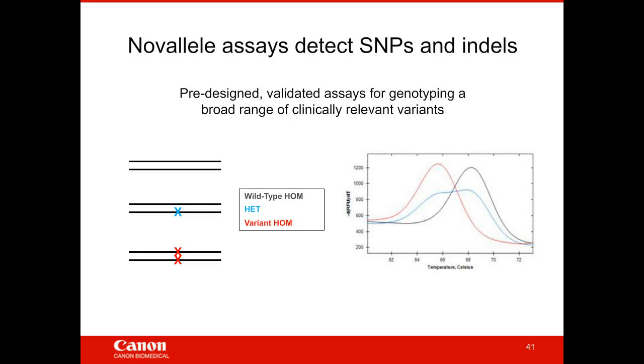The Novallele genotyping assays use HRM to detect SNPs and indels for clinically relevant variants. Here you can see how the data analysis from these assays easily make clear what variation has been created. This is an advantage that might not be as clear using other methods of variant detection. In this case, the black melt curve is once again homozygous wild type, the red melt curve is homozygous mutant, and the blue melt curve is heterozygous.